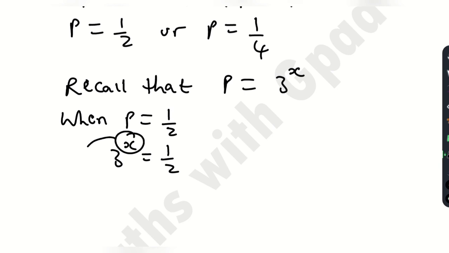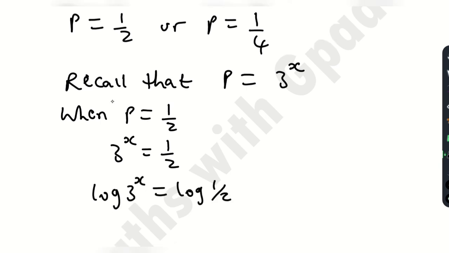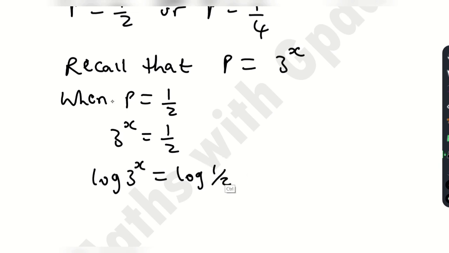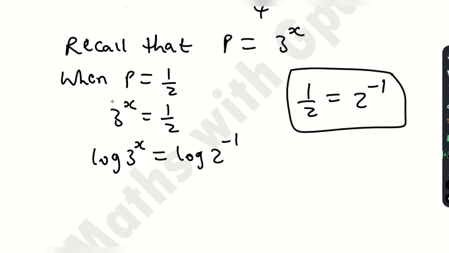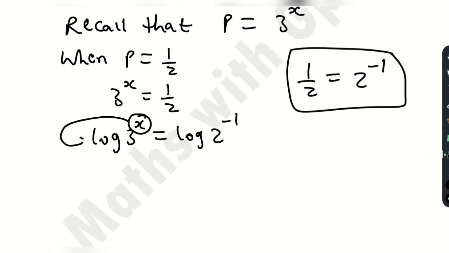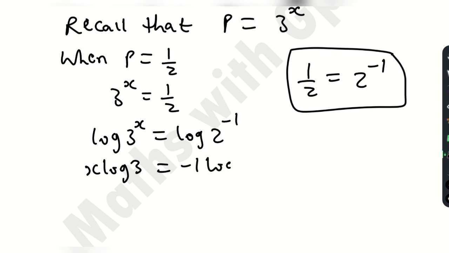So to bring down x to the same level as 3, I'm going to apply logarithm to both sides. So I will have log 3 raised to power x is equal to log 1 over 2. But hold on a minute. This 1 over 2, I want to rewrite it as 2 raised to the power of negative 1, because for one of the laws of indices, 1 over 2 can be expressed as 2 raised to the power negative 1. So moving on, this x will multiply the logarithm, so you have x log 3. And the same thing with negative 1 here, you have minus 1 log 2.